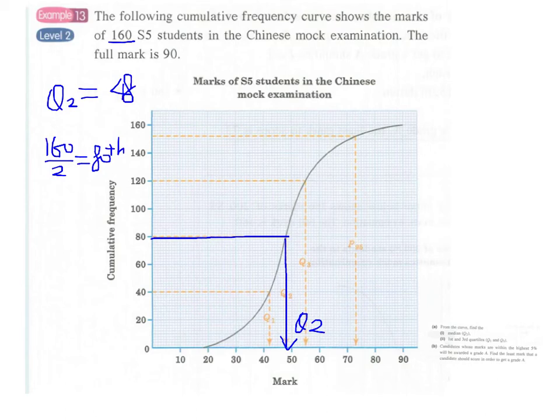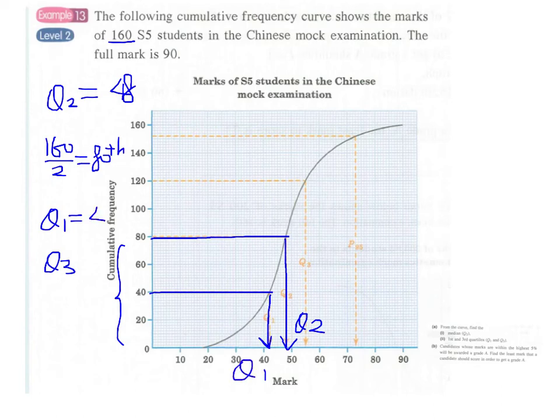And similarly, for Q1 and Q3. For Q1, we again divide the lower half into 2 equal halves. That is, we have to find the 40th mark. This is Q1. This is about 42. And for Q3, we have to find the middle mark of the upper half. And again, we read from the graph Q3. This is about 54.